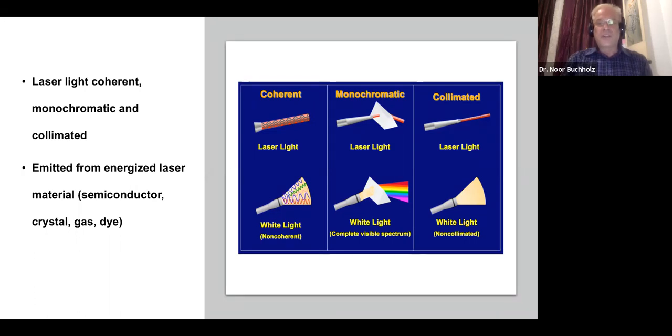The third difference is white light goes in a fan-shaped form in several directions, whereas the laser light is collimated. So it's basically bundled and centered. Laser is usually emitted from an energized material, which is a semiconductor, usually a crystal, a gas, or a dye.